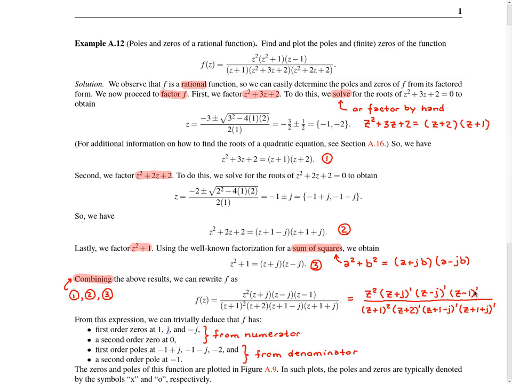Then the last factor in the numerator, this is going to give us a 0 at 1, coming from the fact we're subtracting 1 here. It's first order because the exponent here is a 1, so we get a first order 0 at 1.